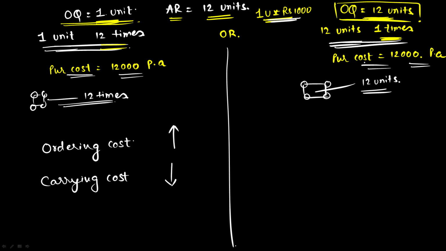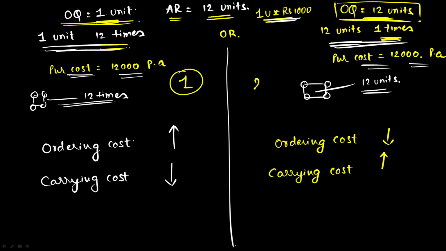If you go for this option, what will happen? Your ordering cost will be lower and your carrying cost will be higher. Are you all getting it? Still, which is a good option? Option number 1 or option number 2? Or you will have to calculate everything.